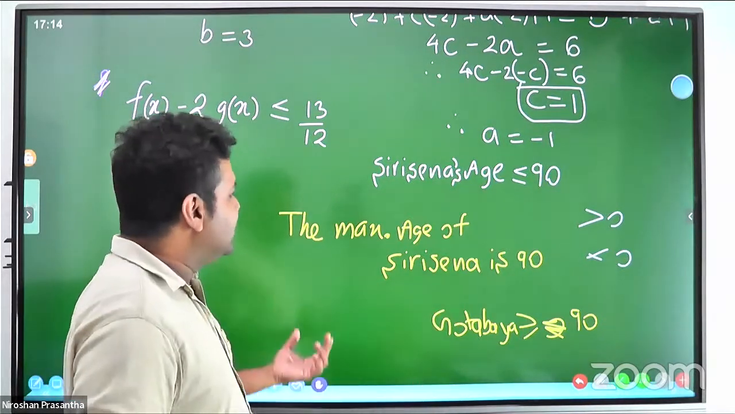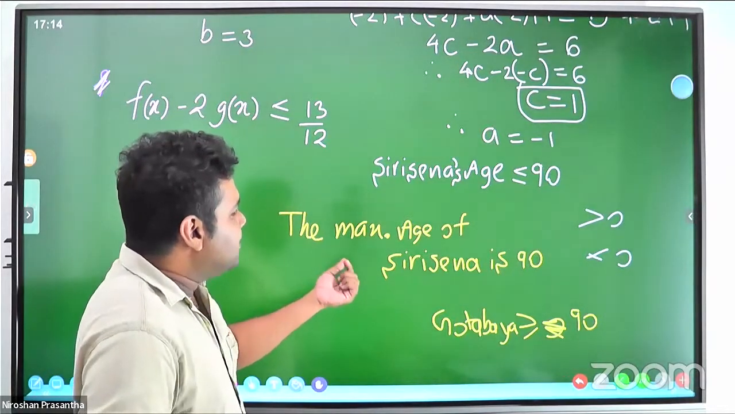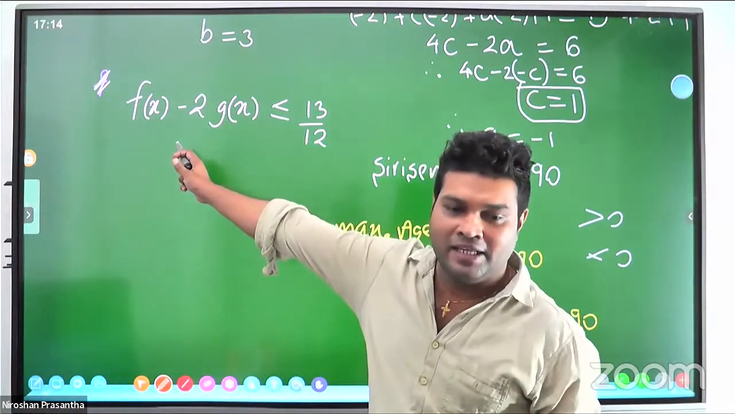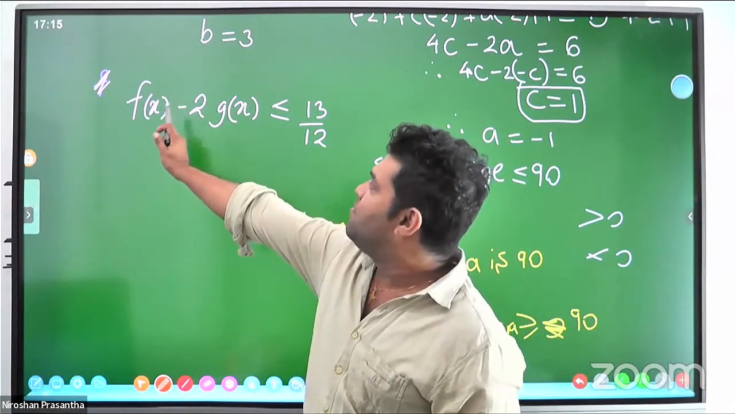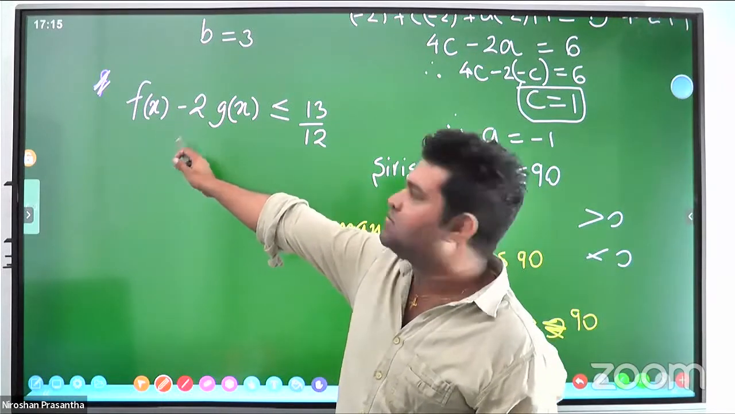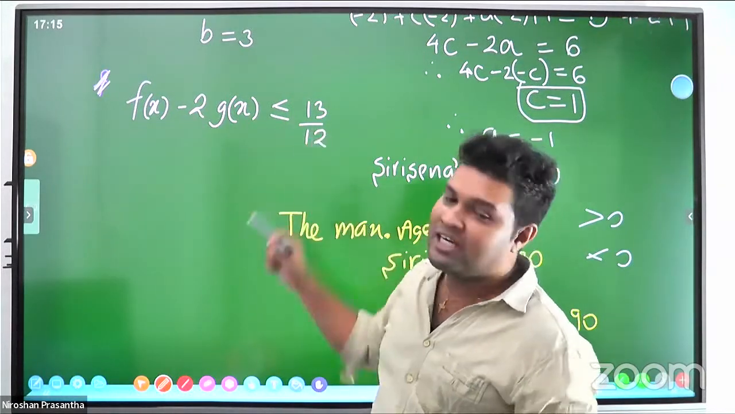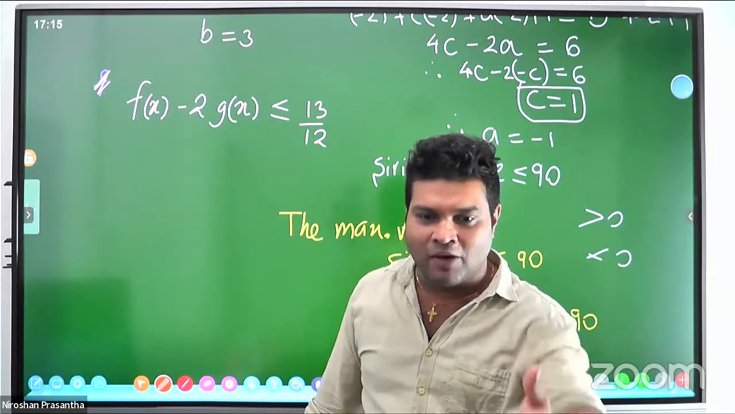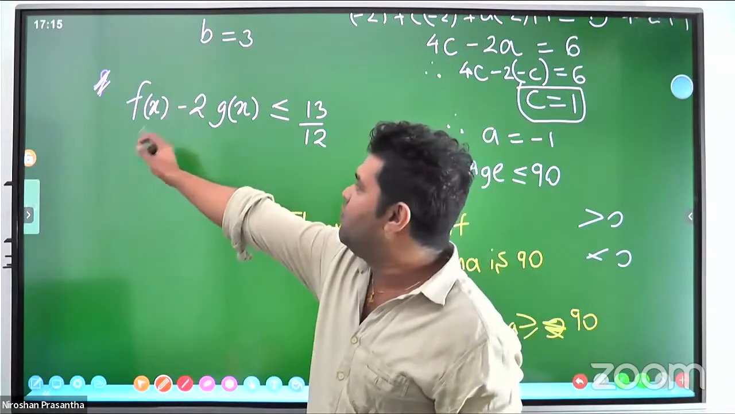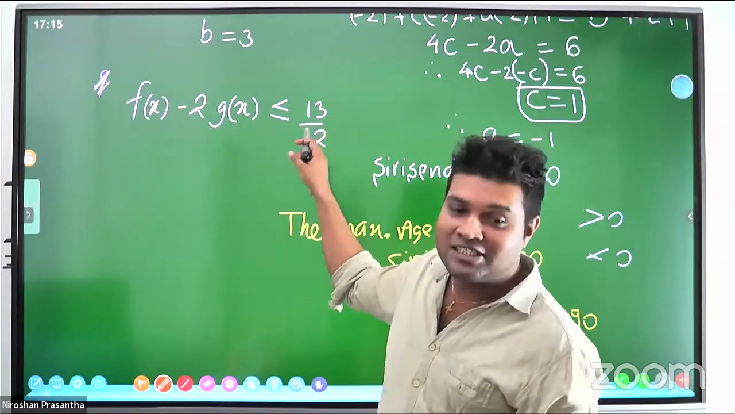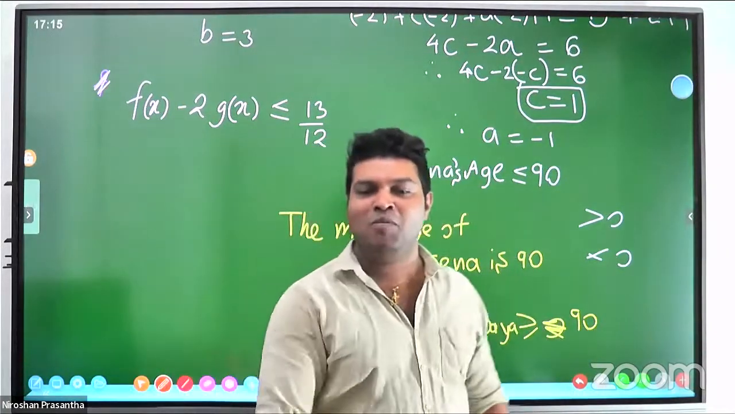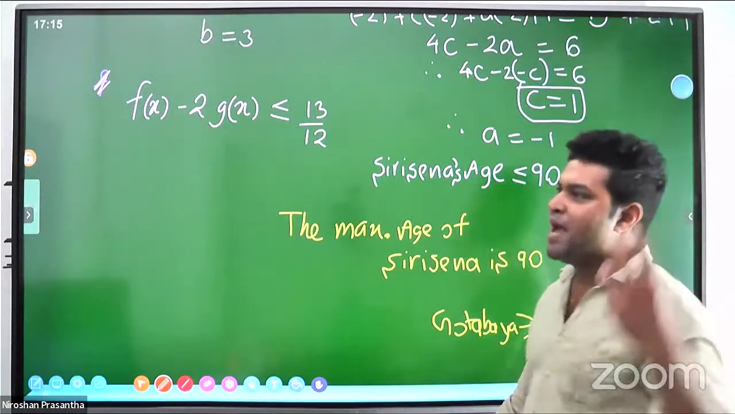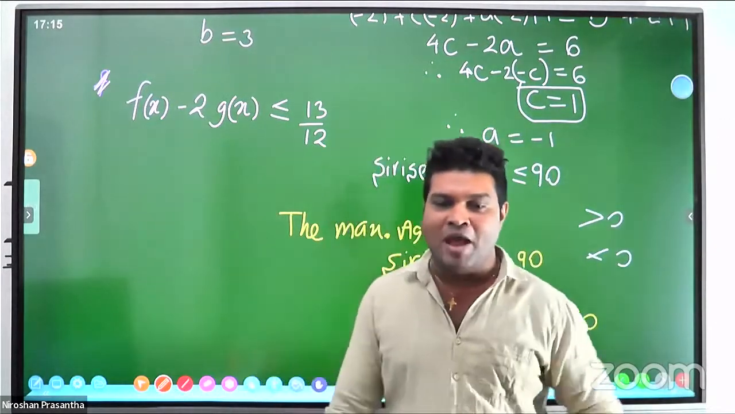Yes, the maximum age of citizen is 90, that is the concept here, so what is the value? Let's read this mathematically. The maximum value of f(x) minus 2g(x) is 13/12. To get a maximum or minimum value, what should we do? You know, in the quadratic function, we have learned this.